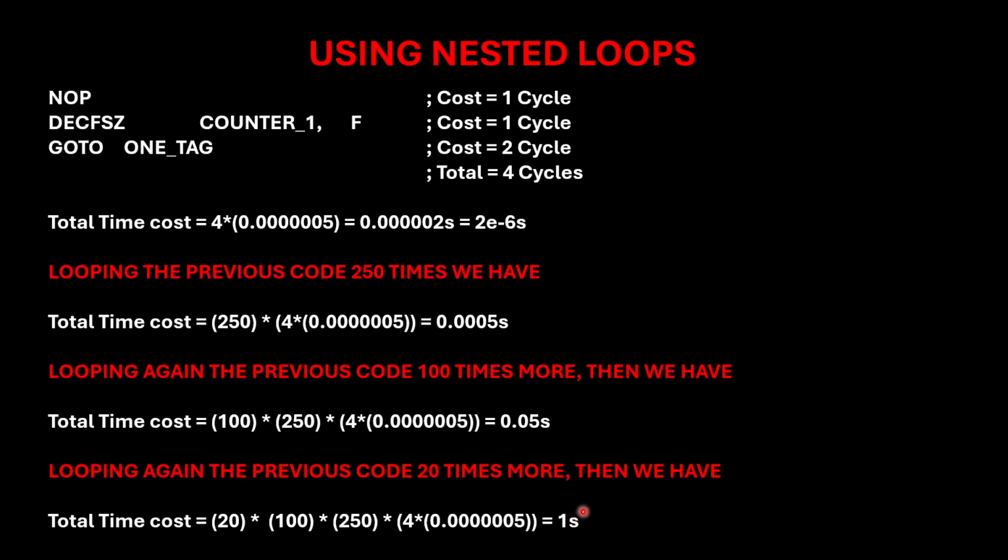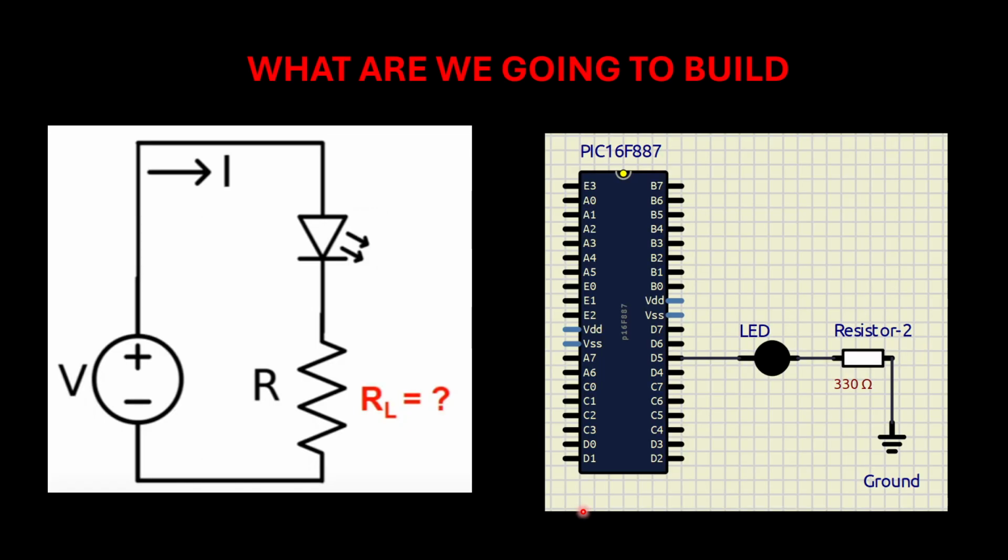Okay, so if you pay attention, then we will need to use 3 nested loops in order to create 1 second delay. Okay, now it's time to review what we are going to build.